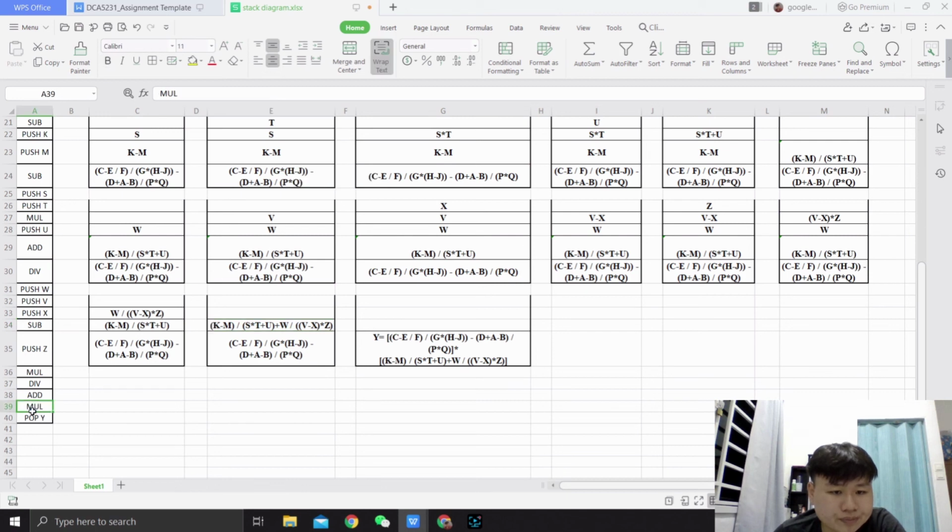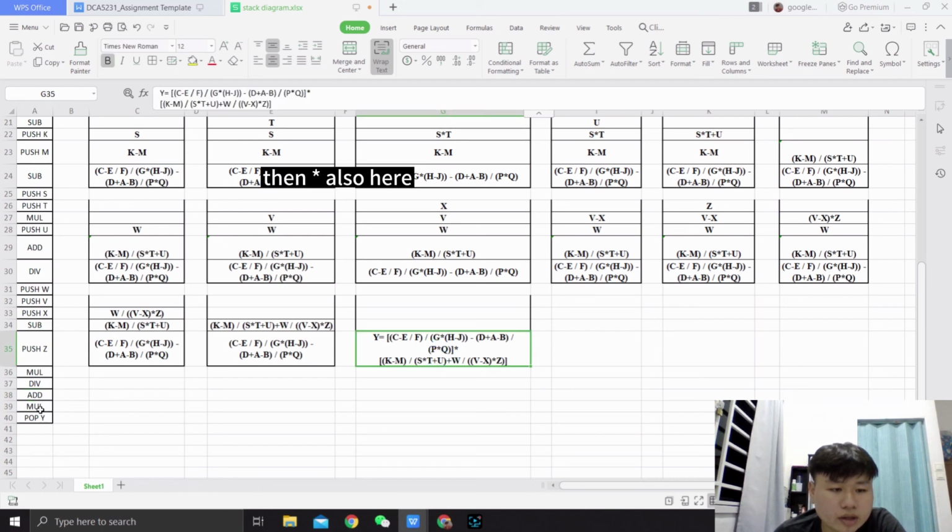and then this one add here, and then multiply also here, and then pop Y here, answer Y.